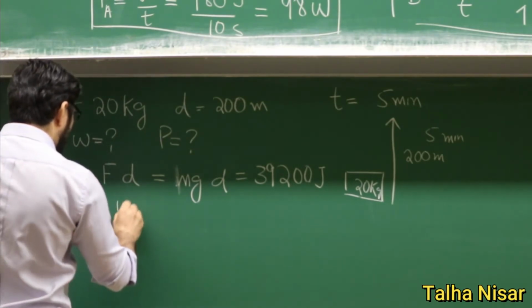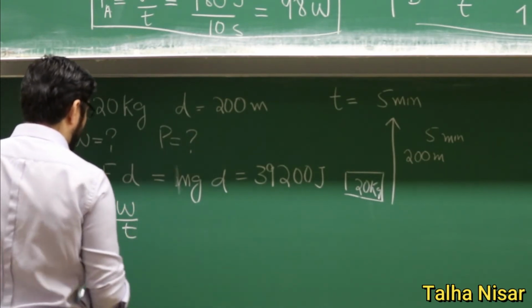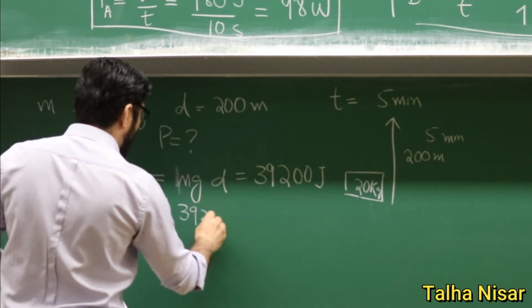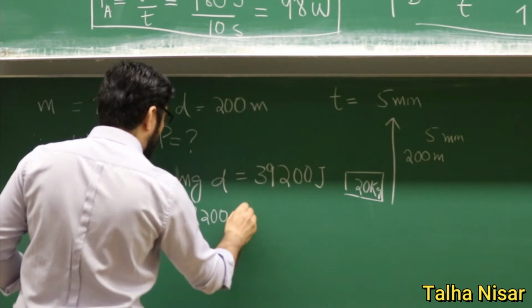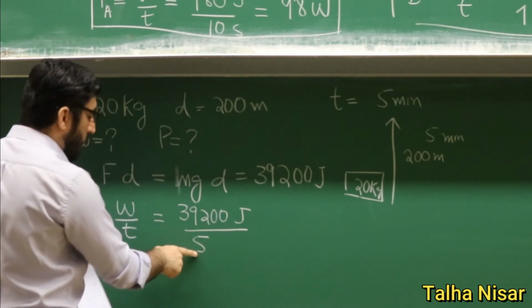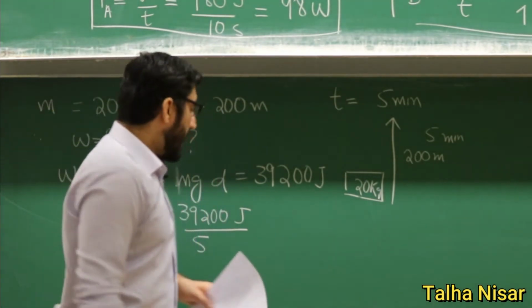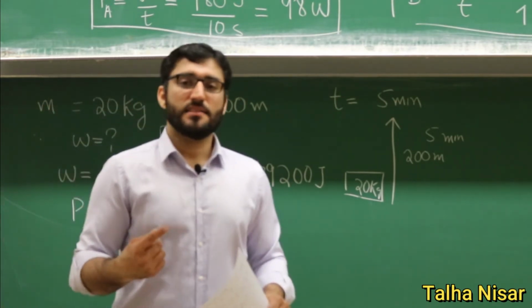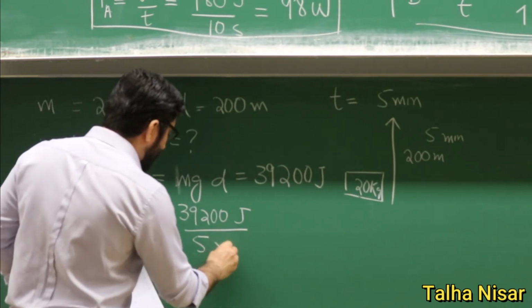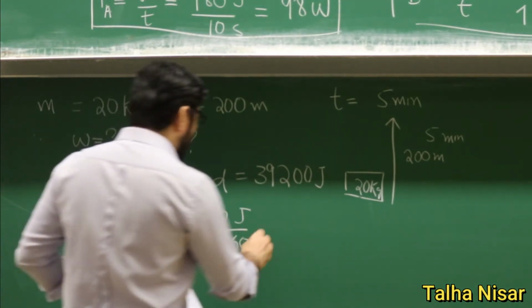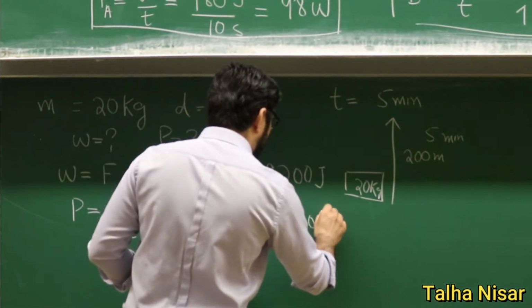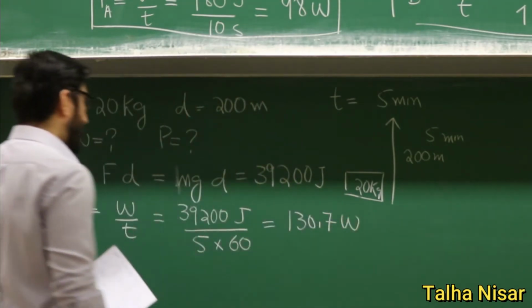Now we are also asked to calculate the power. The power we know is the work done per unit time. So the work done we just calculated is 39,200 joule per 5 minutes. We have to convert this to seconds, and we know that 1 minute has 60 seconds. So we have to multiply the minutes with 60. If we calculate this, we will have 130.7 watt power.